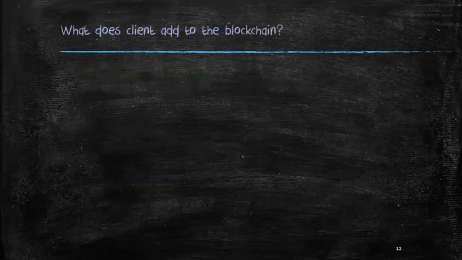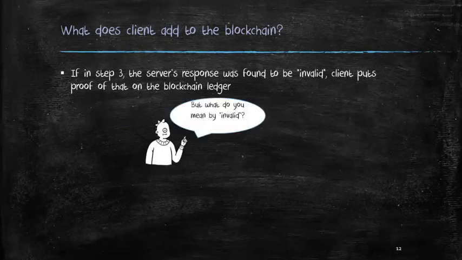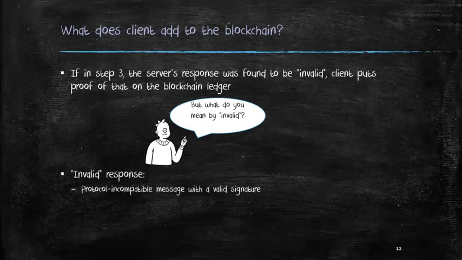So you may ask, what does the client add to the blockchain? If the verify algorithm fails and finds that the server had engaged in censorship, then the client puts proof of that onto the blockchain, which includes the response along with the signature of the ticket, along with the signature and the seed that the client had used to generate the query. Now, what do I mean by the verify protocol failing on a response? It means that the response was found to be protocol incompatible, but had a valid signature.